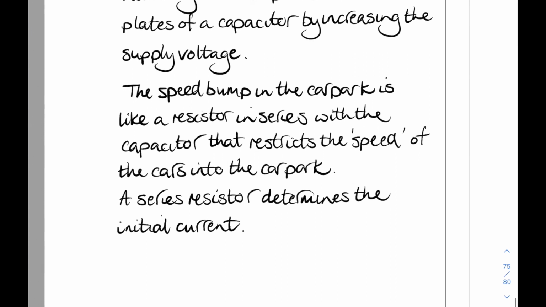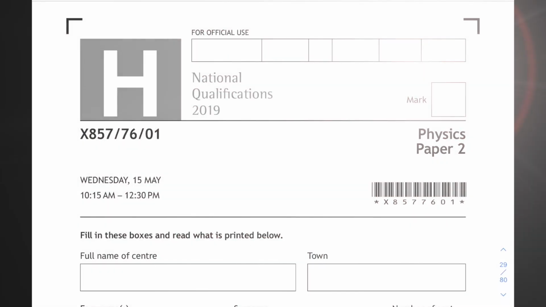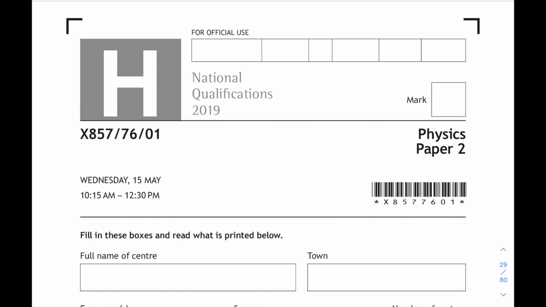I don't know. What a strange last couple of questions there. Anyway, that's the 2019 paper, and hopefully that's been useful to some of you. Anyway, good luck with your exam this year.